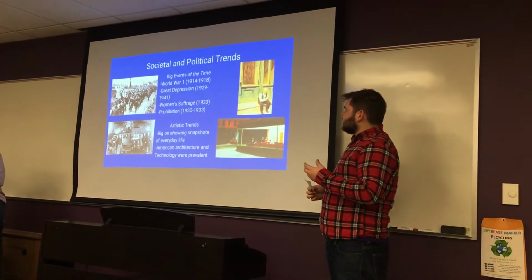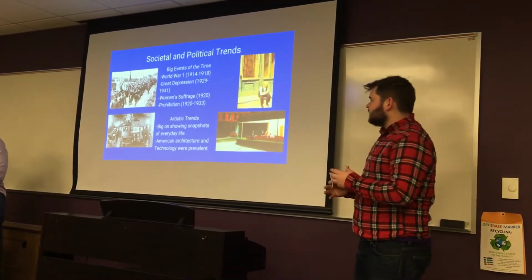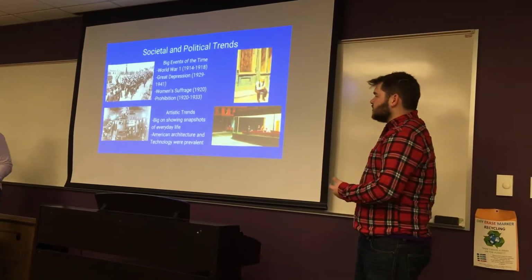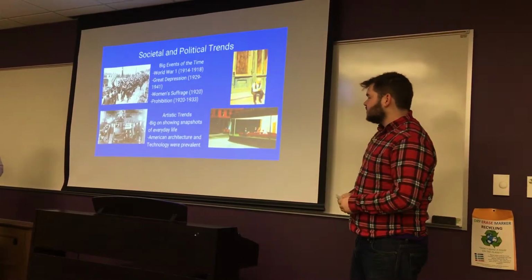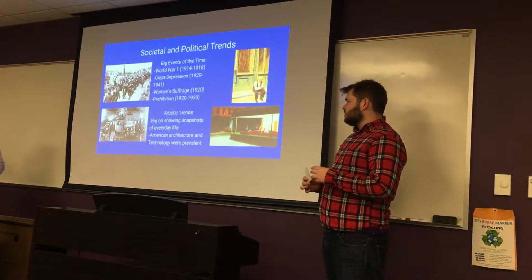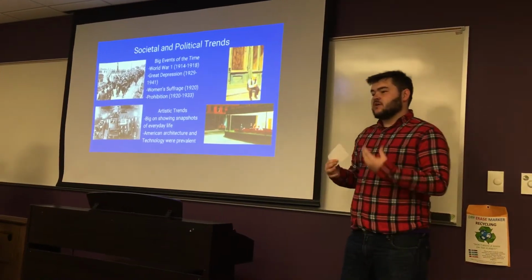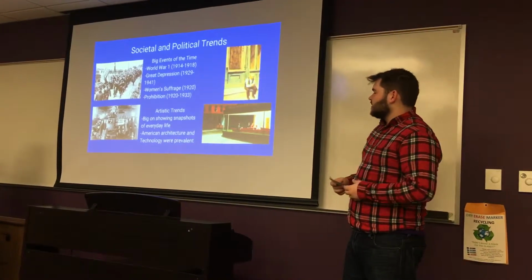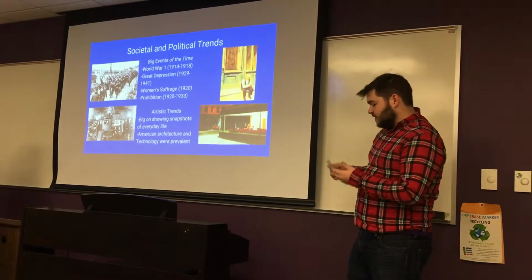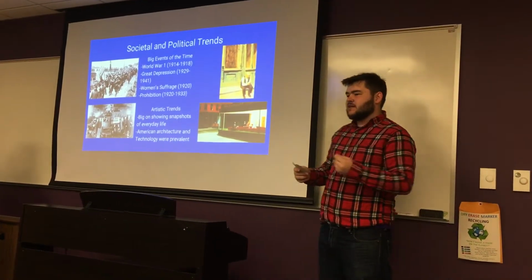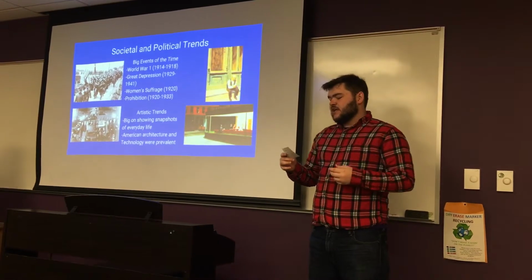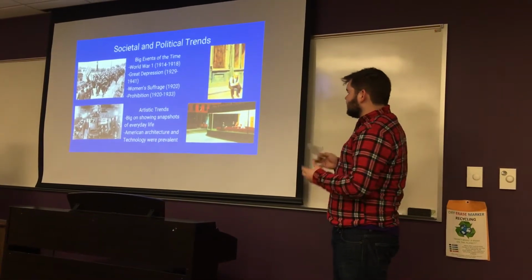Some important societal and political trends at the time. Some big events included World War I, the Great Depression, women's suffrage and prohibition. Some artistic trends: they were big on showing snapshots of American life, and American architecture and technology were prevalent. One of the best ways to show the beauty of the 1920s was by showing snapshots of American life.